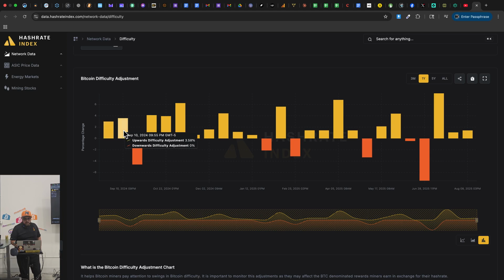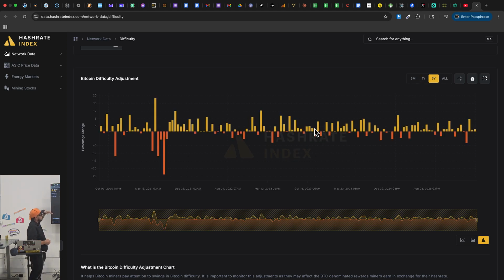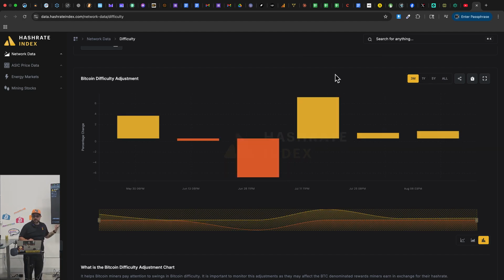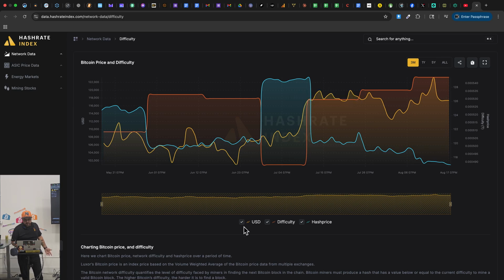Over the course of the last year, every 2 weeks, as we mentioned, the difficulty rate changes based on the average block times of the past 2 weeks. What it's showing you here is, every 2 weeks, whether the adjustment was up or down. You can see the trend is mostly up. This is 1 year, and we can look at 5 years. Most of the time it's up.